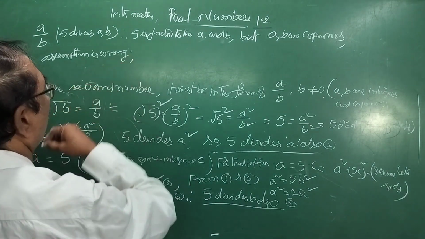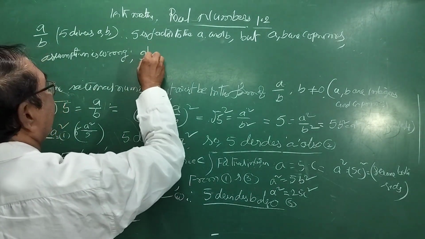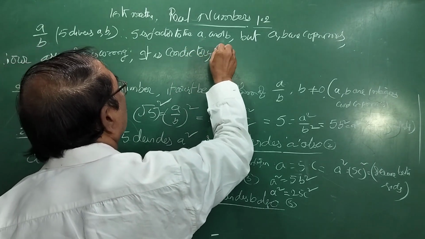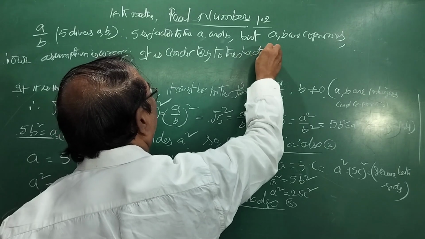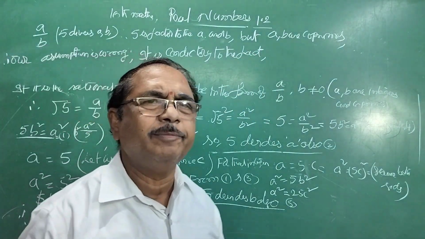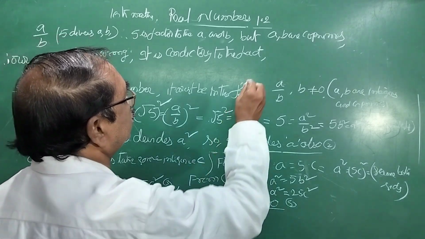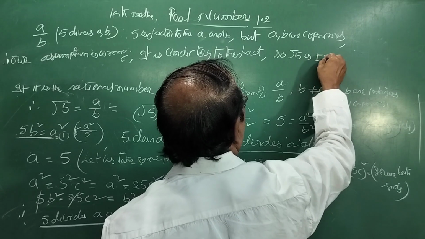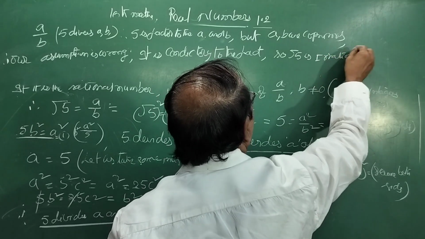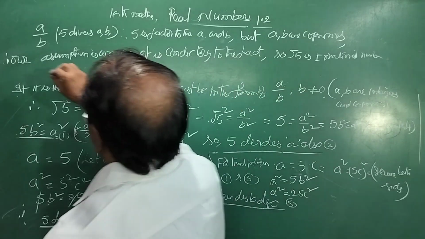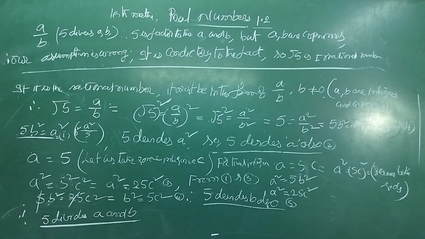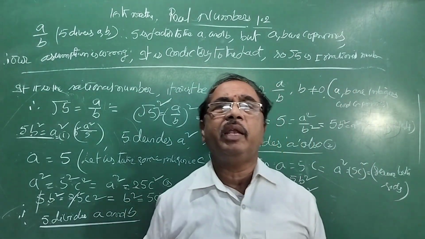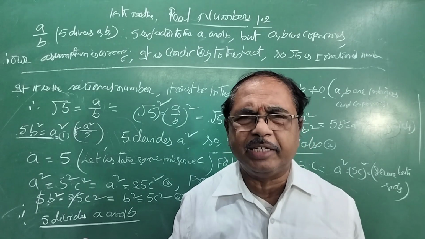Our assumption is wrong. It is contradictory to the fact. What is the fact? Fact means a by b are the co-primes. That is the fact. So root 5 is irrational. Root 5 is the irrational number. Like that we have to prove. How do we have to prove? He asked, root 5 is the irrational.